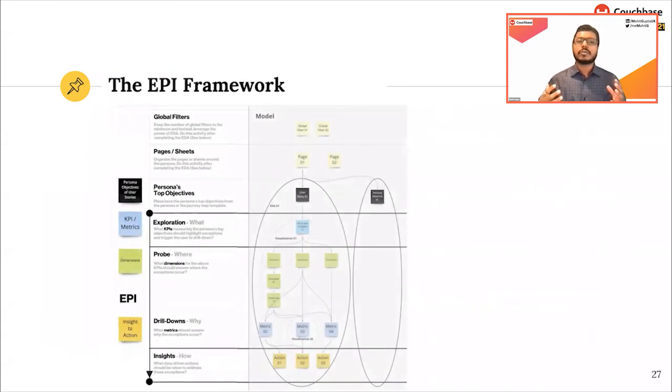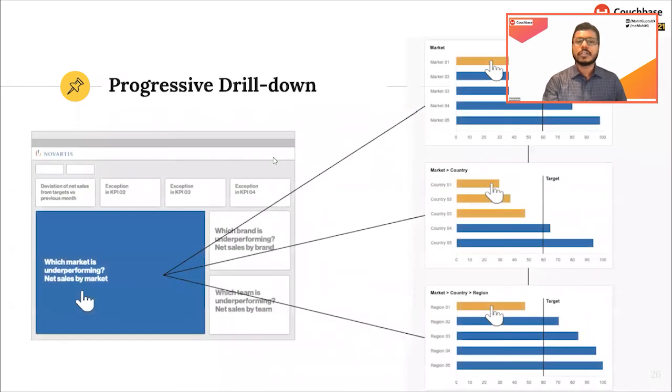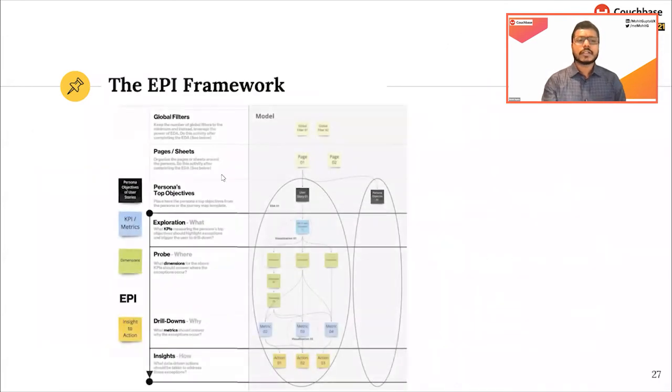Now talking about the framework, which is EPI. We just spoke about all these visualizations, but how do we achieve them? One of the methods which I use is where I always start with the personas, finding their top objectives, exploring what the problem is, what the challenges are with that objective, probing and going into the details of dimensions and metrics, which will actually help to attain and find an insight which will be actionable for them.